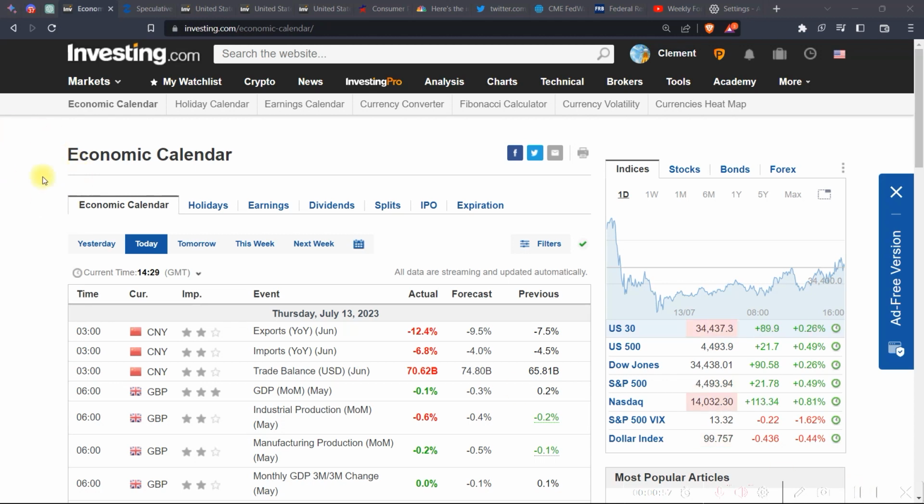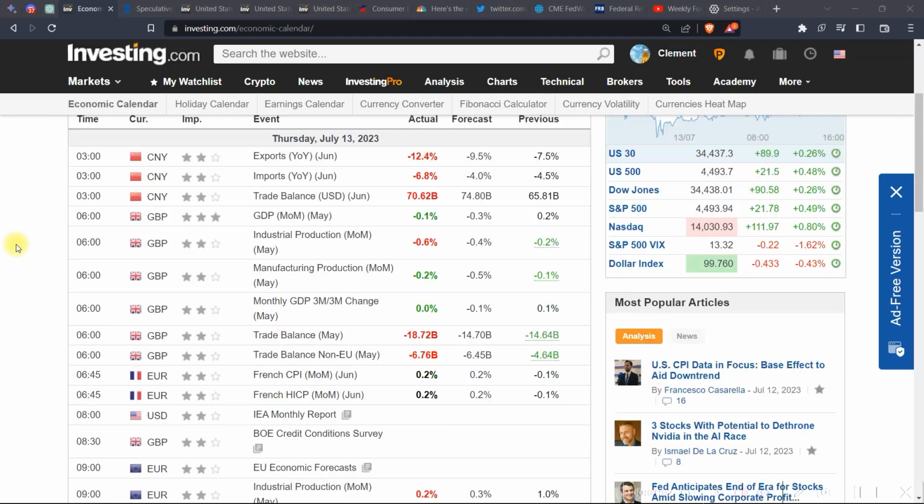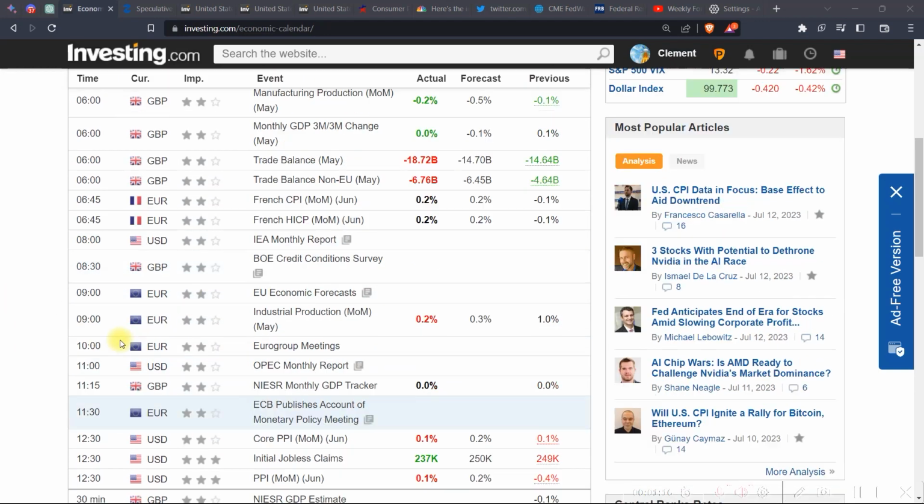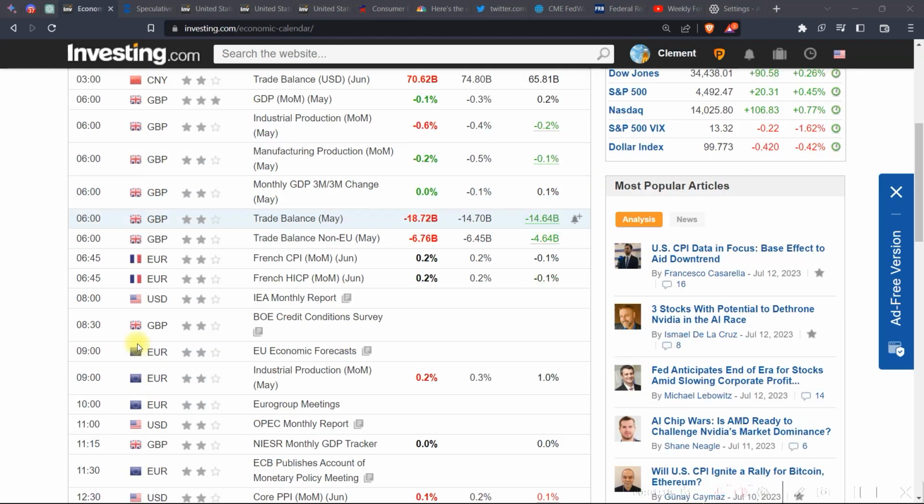This is the economic calendar for investing.com. This is the one I prefer to use. As you can see here, this is what's contained in the economic calendar: time, the currency, the event, and a summary of expectations and the previous numbers. Other calendars, I won't even look at them for today.